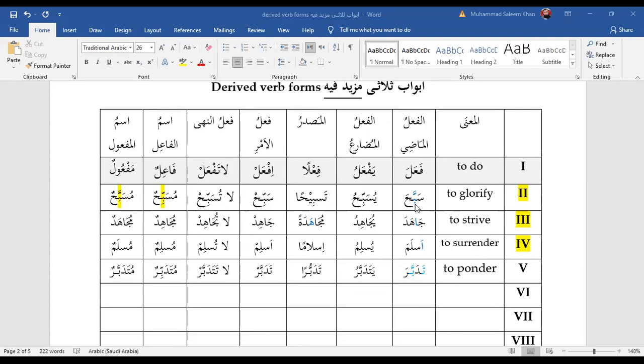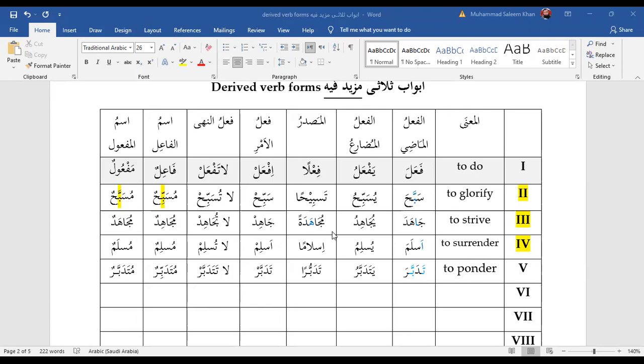And when we change it to the second form of the verb, it becomes sabbaha. And the meaning completely changes. It means to glorify. Sabbaha yusabbihu. And sabbaha and yusabbihu, both of them are used in the Quran. Sabbih is also used, and musabbih is also used. So these are the forms of the verb that we are learning. Jahada, yujahidu mujahadatan, jahid, la tujahid. And the one who strives is mujahid, and the one who is strived against is mujahad.